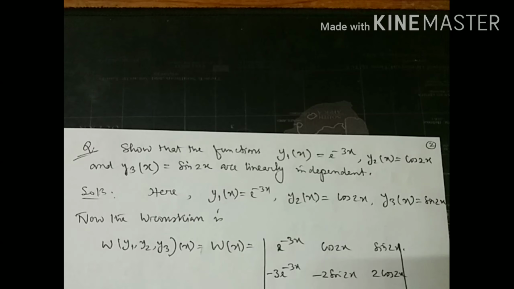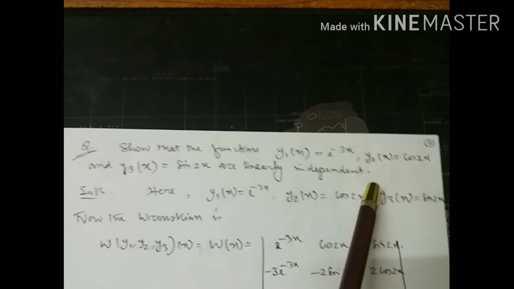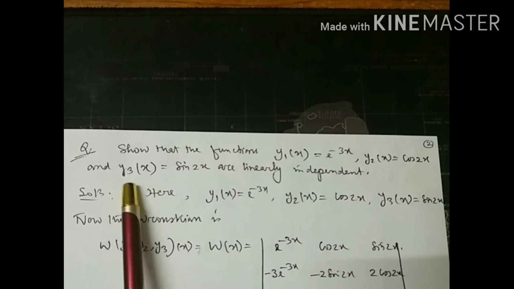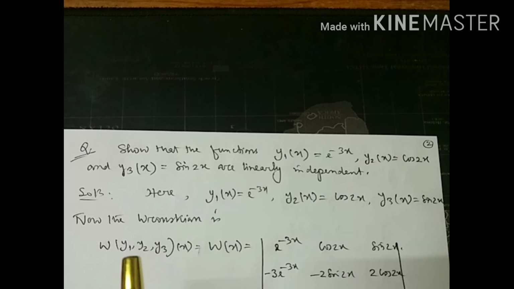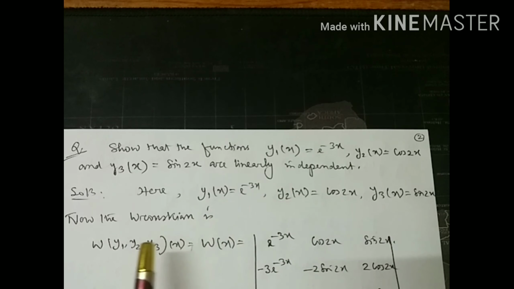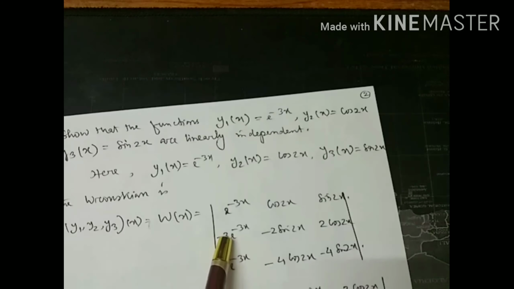Now we'll do some examples of the Wronskian. Show that the functions y1(x) equal to e to the power minus 3x, y2 equal to cos 2x and y3 equal to sin 2x are linearly independent. We have already seen a theorem that if these functions are linearly independent, then their Wronskian must be not equal to 0. So we write W(x), the Wronskian of y1, y2, y3.